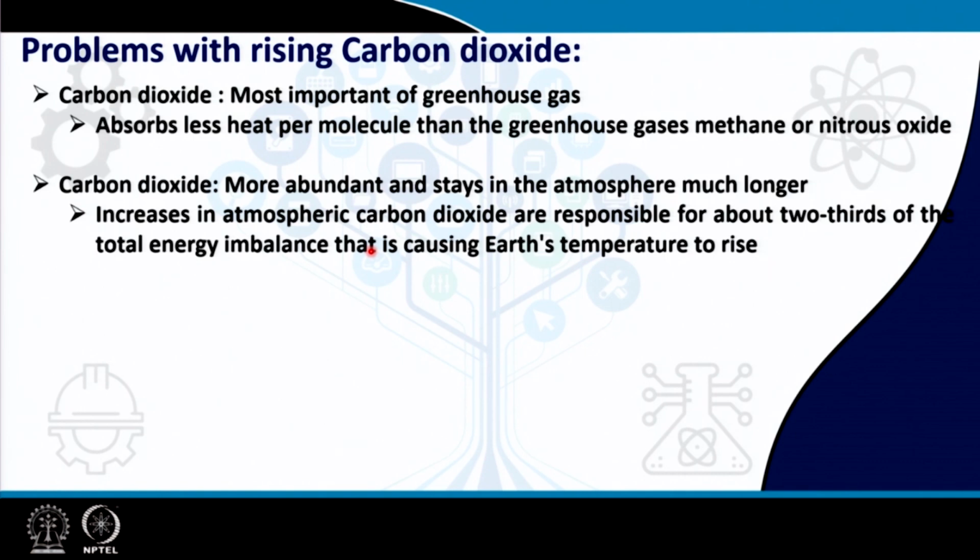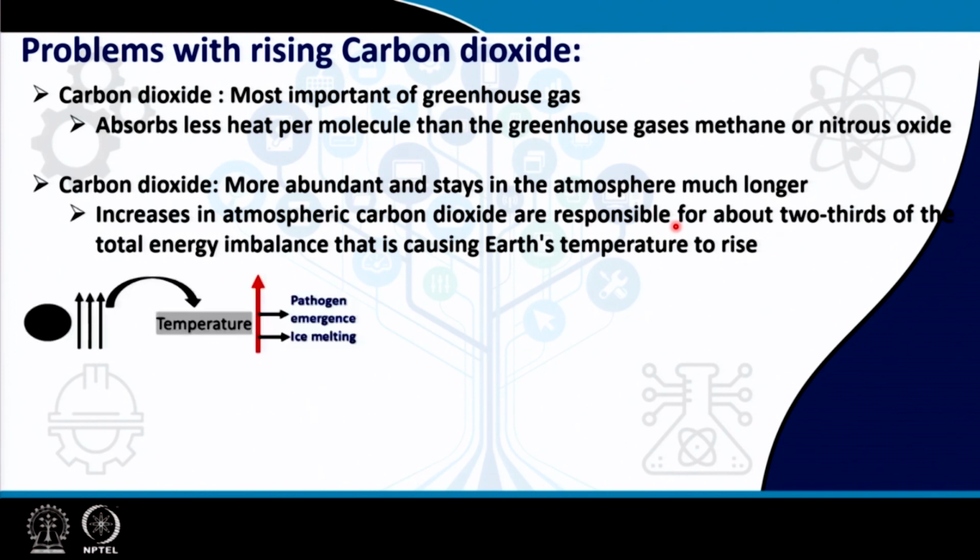It is considered to be one of the most important greenhouse gases. It absorbs less heat per molecule than the greenhouse gases methane or nitrous oxide, but it is more abundant and stays in the atmosphere much longer. Increases in atmospheric carbon dioxide are considered to be responsible for about 2/3 of the total energy imbalance that is causing the earth's temperature to rise.